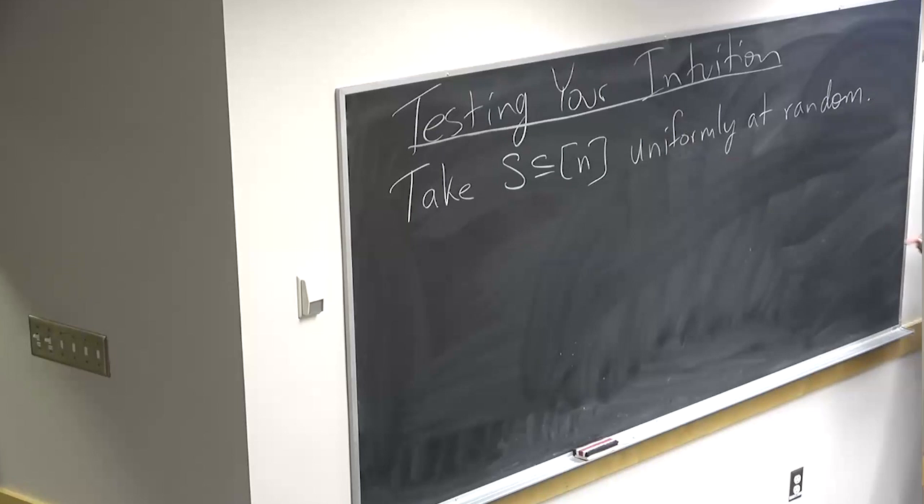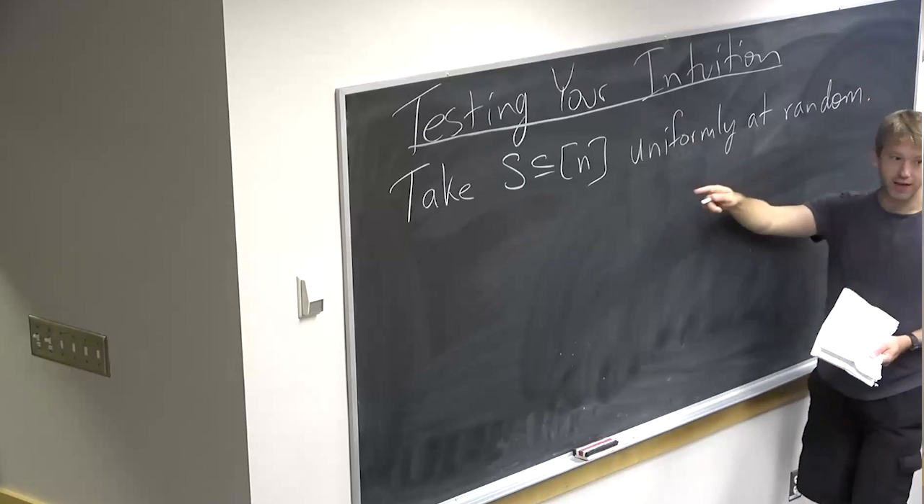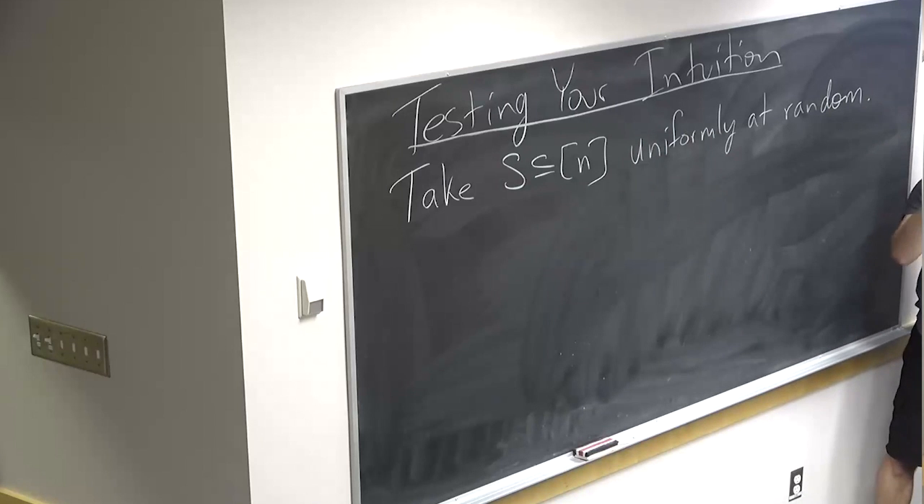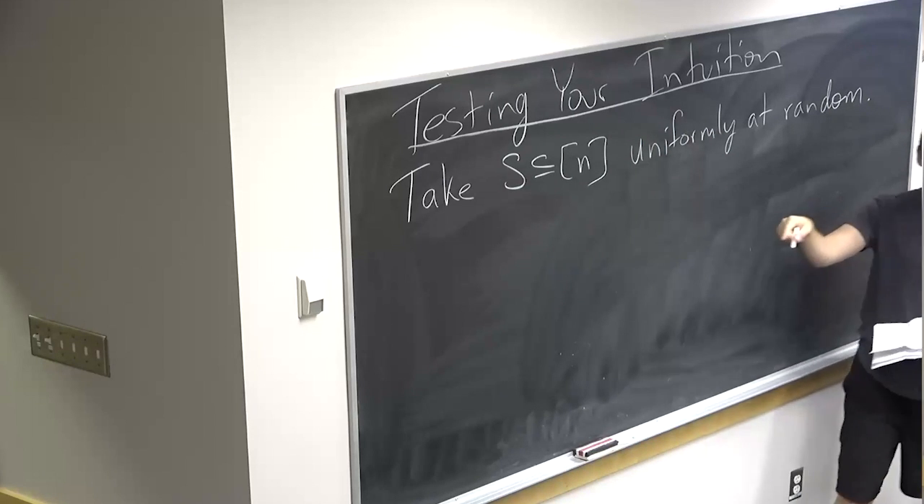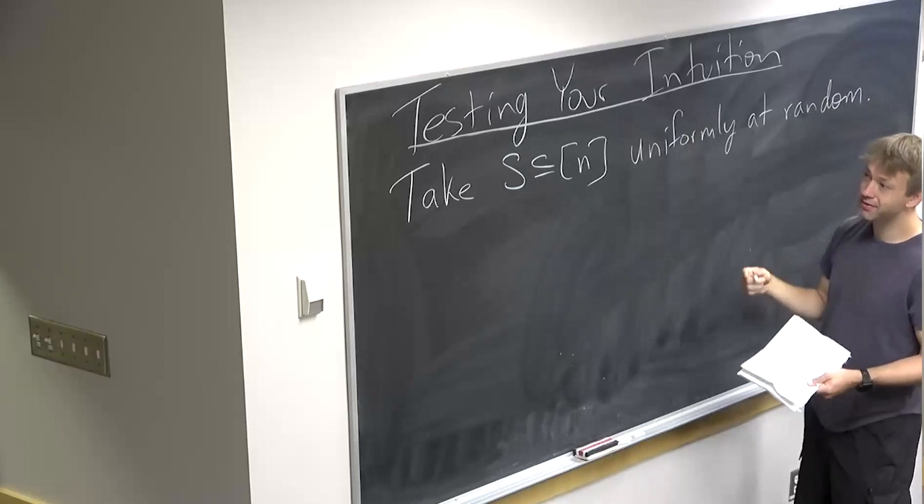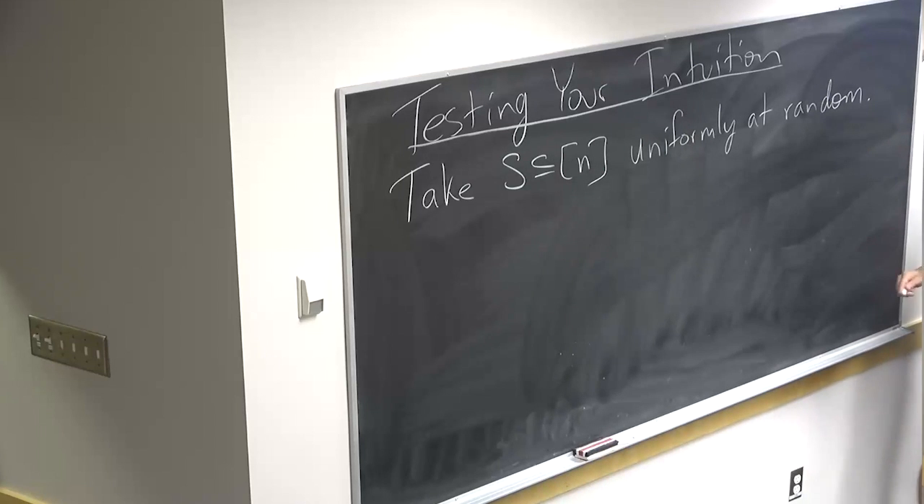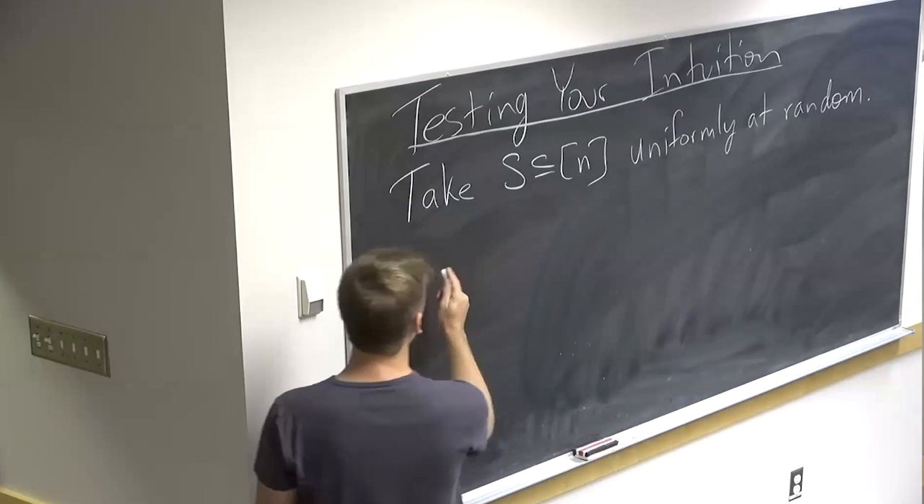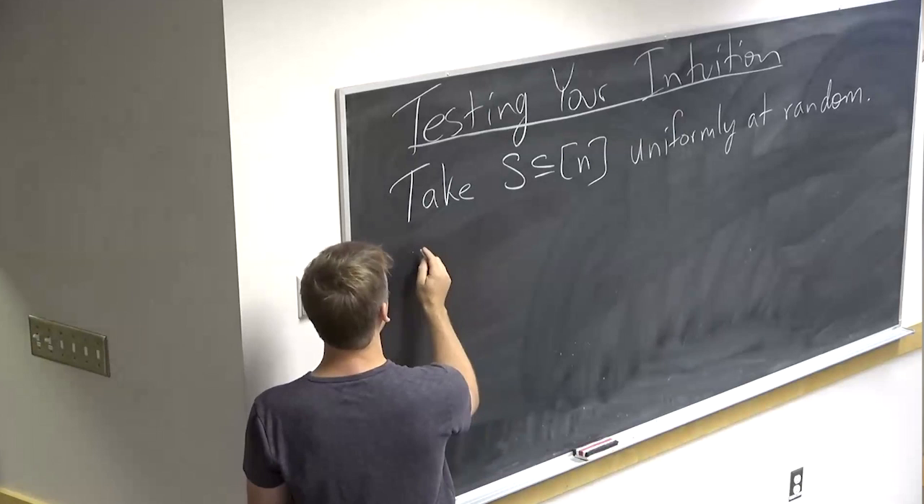Or in other words, you can think of it like you flip n coins: for each element of 1 up to n, flip a coin. If it's heads, you put it in S. If it's tails, you don't put it in S. I know this is not really a probability course, but you'll see why this is relevant.